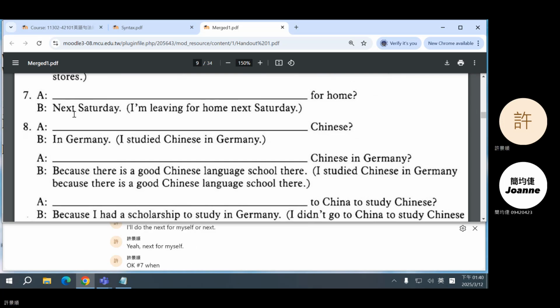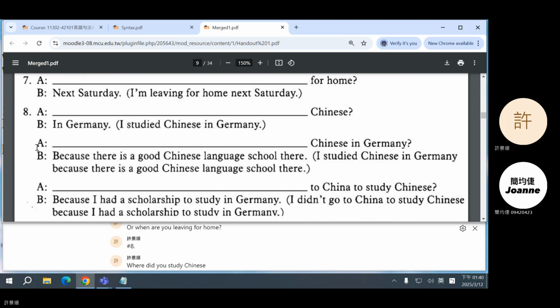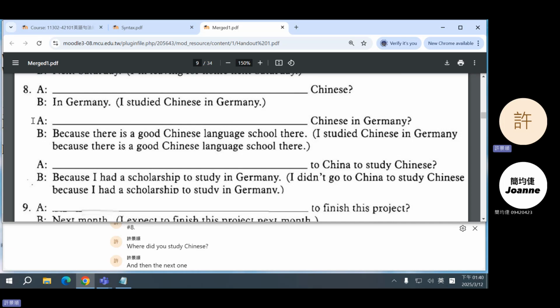Okay, number 7. When will you be leaving for home? Or when are you leaving for home? Number 8. Where did you study Chinese? And then the next one, why did you study Chinese in Germany? And the next one, why didn't you go to China to study Chinese?